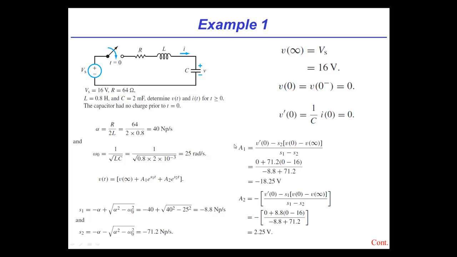So it's time to just calculate out the two, A1 and A2. So I just take those equations on the table for A1 and A2 for the damped case of the series RLC circuit. Exactly. I plug in the values and I get the values of A1 and A2. That's right, and that's exactly what you get. A1 is minus 18.25 and A2 is 2.25. So now we've got the whole thing.